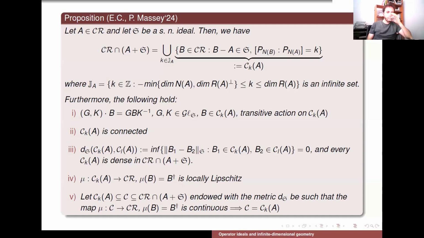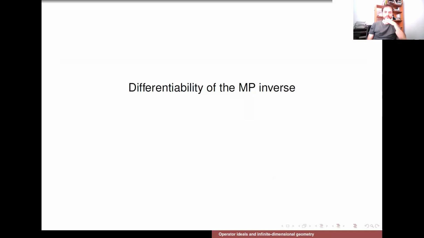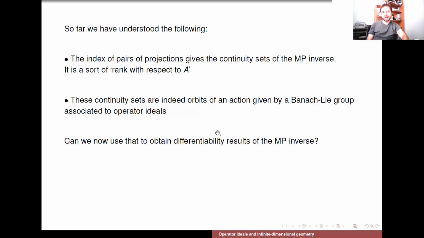So this is a decomposition of our set of perturbations with all of these properties. We will use those properties to now study the differentiability of the Moore-Penrose inverse. So far, we have understood the following. The index of paired projections gives the continuity of the Moore-Penrose inverse in our set of perturbations.